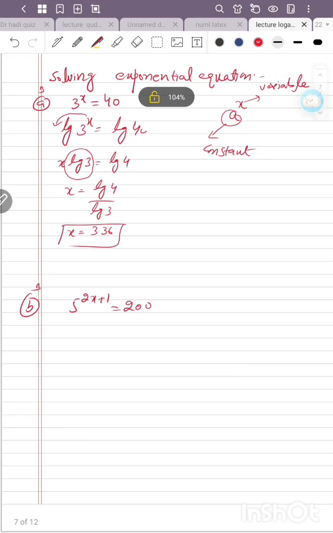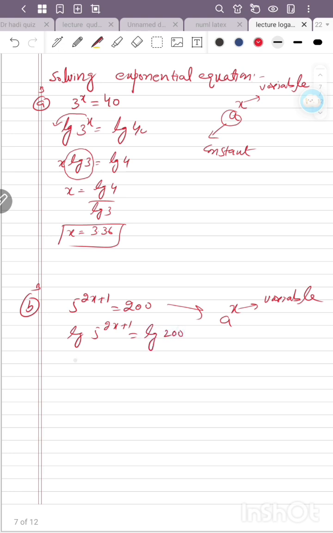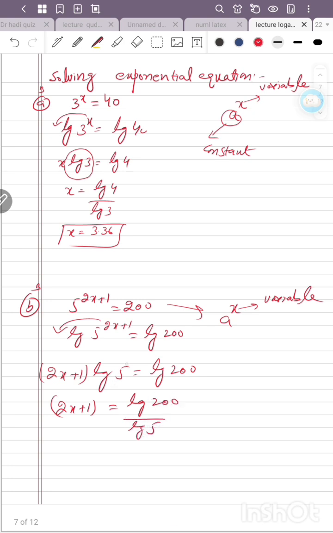Okay, now similarly the next question, this is the same case. You have a constant, and the power is variable. Constant, power variable, you take log both sides. Log 5 power 2x plus 1, log 200. Here the power will be at the start: 2x plus 1 log of 5, here log of 200. Now how to deal with this one? 2x plus 1 on one side, on the other side log 200 divided by log 5. Why? Because this log is multiplied by 2x plus 1, and on the other side it will be divided.